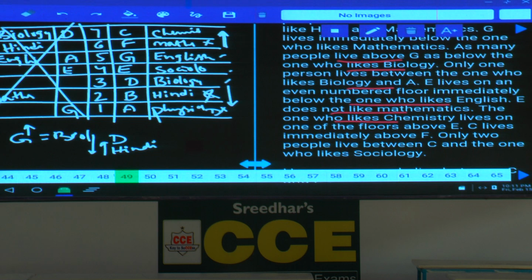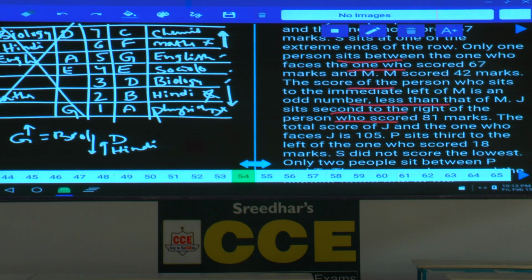Yes, what is the order here? CF, GE, DBA is the order in which these 7 persons are staying on 7 different floors, and they like 7 different subjects as well. Chemistry, mathematics, English, sociology, biology, Hindi, and physics is the order from top to bottom. And this is about question numbers 49 to 53. Then 54 to 58, first write down this arrangement, then let us discuss 54 to 58.